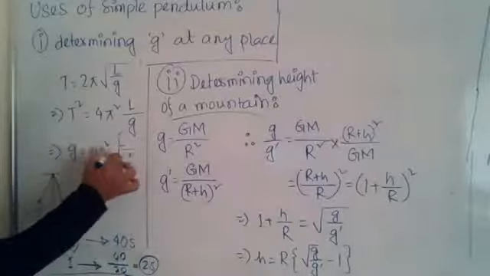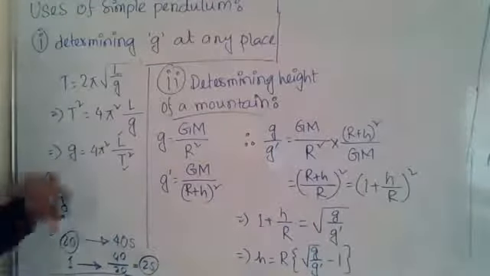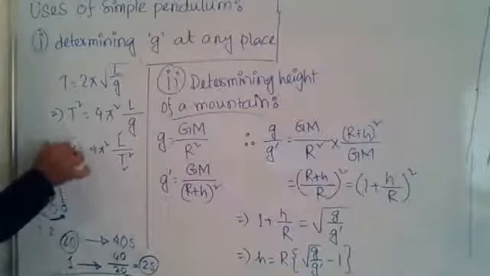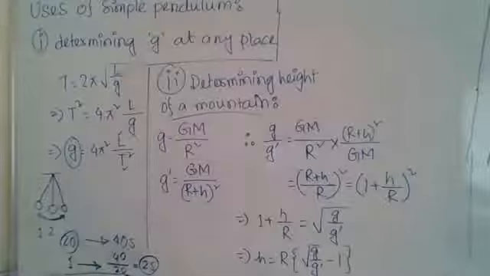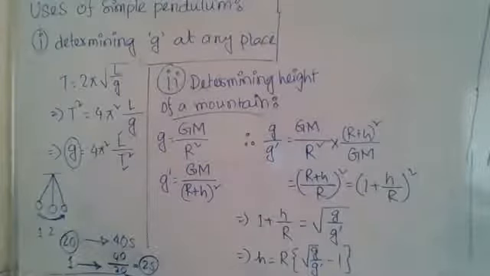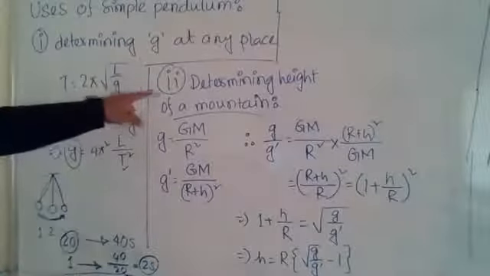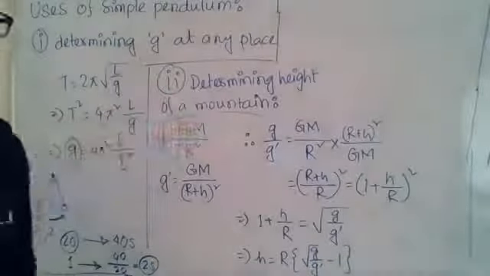So we have our effective length, we have our time period. Putting these values back here, I can easily calculate the acceleration due to gravity at any place on the earth. If there is any doubt in this determination process, kindly raise your hand. Okay, no worry. So we can move to our next use, that is determining the height of a mountain.